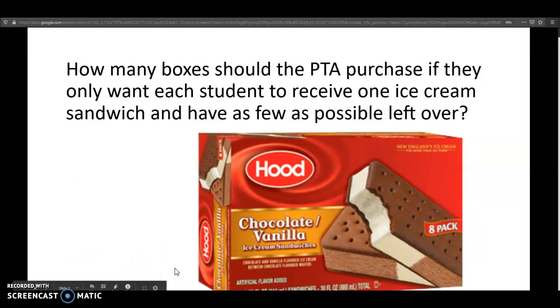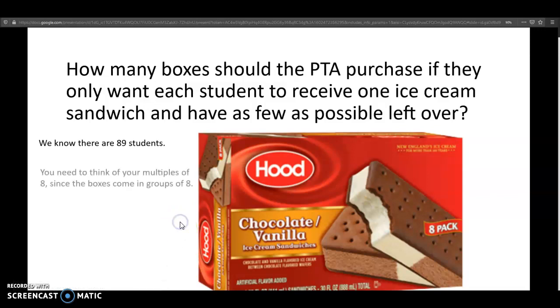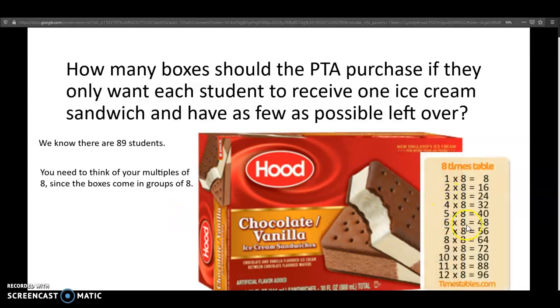So how many boxes should the PTA purchase if they only want each student to receive one ice cream and have as few as possible left over? We know there are 89 students. So we need to think about all of our multiples of 8, because the box comes in packages of 8, and you can't go to the store and open up the box and say, I only need this many extra to make 89. You'd have to buy another box. So let's think about our multiples of 8. Here they are, and we know we need 89.